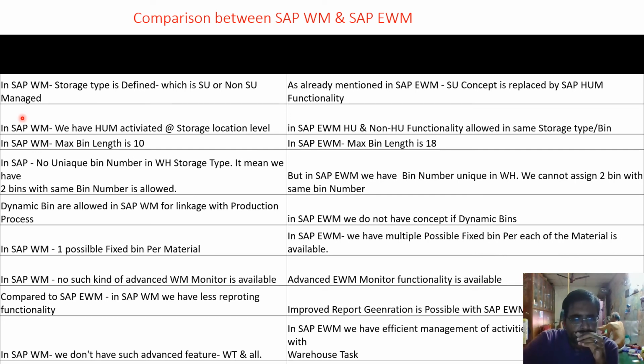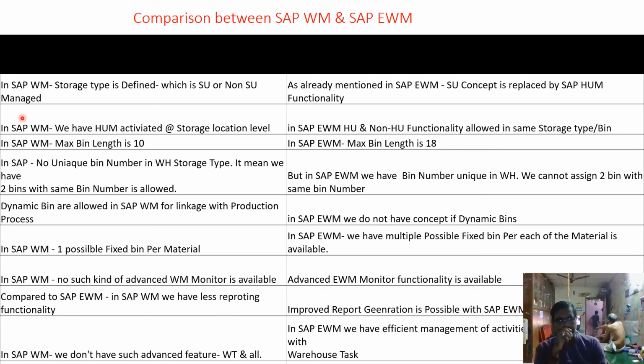And in case of WM, we don't have advanced features like warehouse task and warehouse order. Waves grouping together, actually we have waves for collecting the transfer order and confirming it in case of WM, but warehouse task and real-time inventory management or stock management is not available in WM.